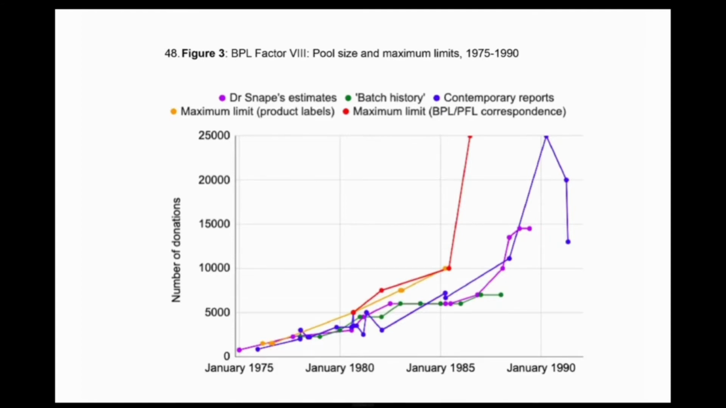I think it is fair to say from that graph that the maximum limits are higher than the data points that we have from the other sources, Dr. Snape's estimates, the batch history and the contemporary records, with a couple of exceptions which are very close to the line and may just be quirks of the way that the data has been put together. So it would appear from that graph that while the pool size has grown in the period, it has not exceeded the maximum pool sizes given either on the labels which accompany the product or in the correspondence with it.